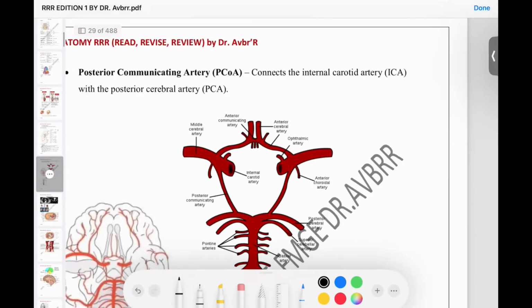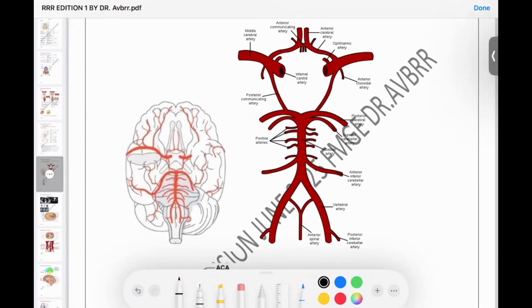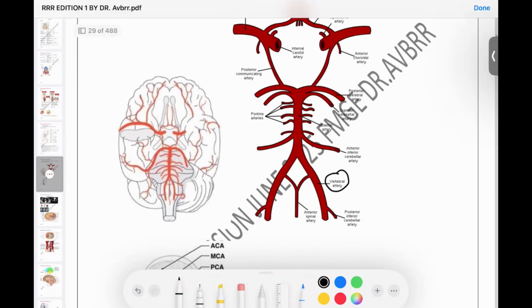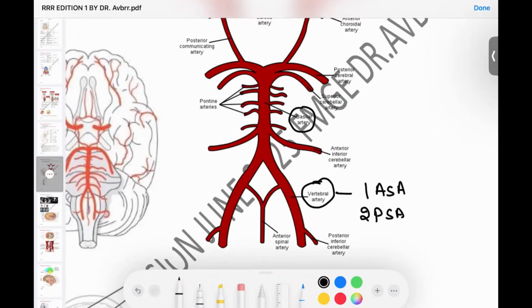Next point is your circle of Willis. The circle of Willis is also a commonly asked question. For example, here you can see the vertebral artery gives off the spinal arteries. What are those, guys? One anterior spinal artery and two posterior spinal arteries, supplied by your vertebral artery. And the vertebral arteries give rise to your basilar artery. So this is the basilar artery, and the basilar artery supplies your cerebellum with the help of the anterior inferior cerebellar artery and superior cerebellar artery.